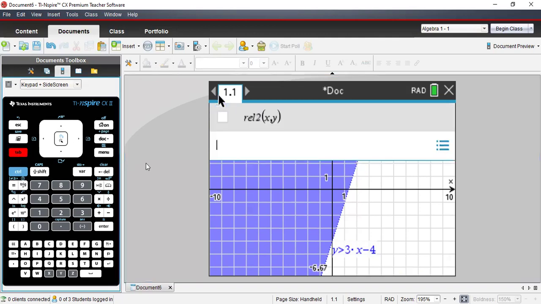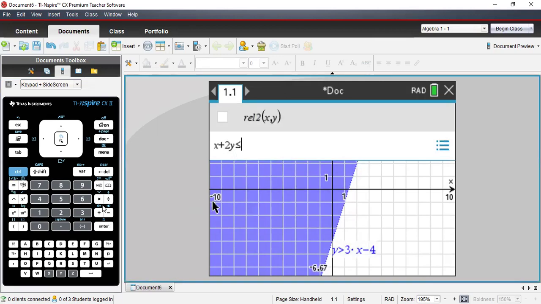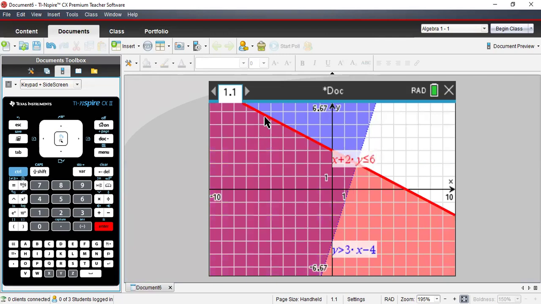So I'm going to press tab, and then I'm going to type in x plus 2y is less than or equal to 6. Press enter, and that is it. Now I don't want this blue one. This right here is the solution set, but what I want to do first is plot this without the blue in the way so I can get some points.